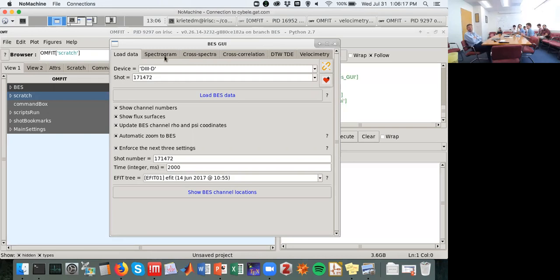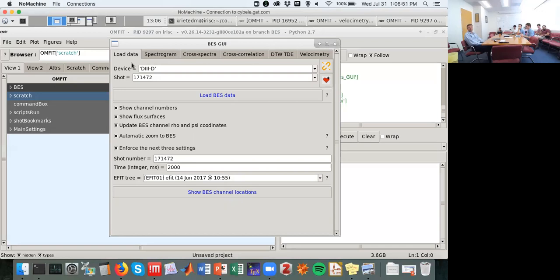So spectrograms is kind of a low order analysis. That's kind of the first thing you'd want to look at when you're starting to analyze turbulence data. And then you move to the right, you do more sophisticated analysis. You start looking at cross spectra, cross correlations, and then the most sophisticated analysis, which only a few people in the BES group really run, is called velocimetry. I'll get into the details of all of this, but there's a kind of workflow from left to right here, because you use results from these first order analyses to set parameters in the higher order analyses.